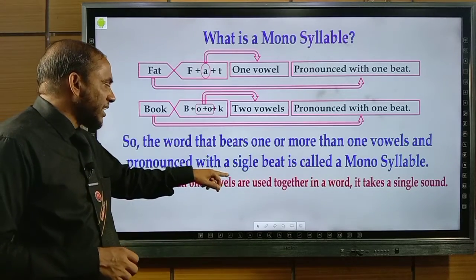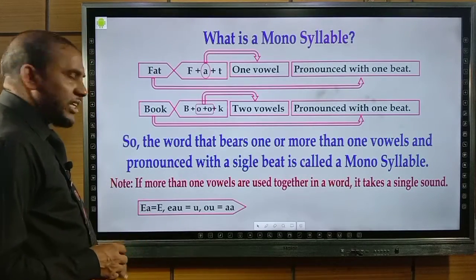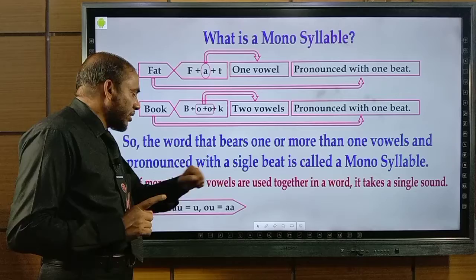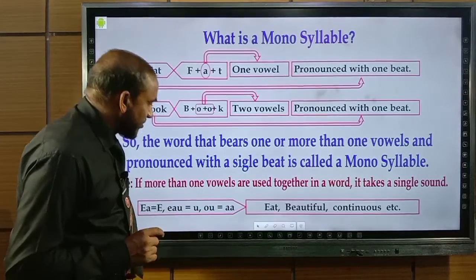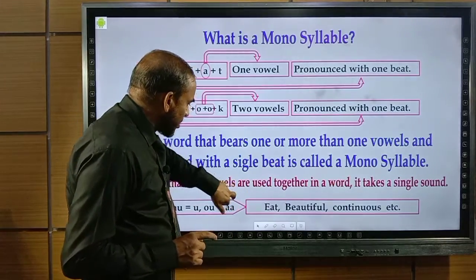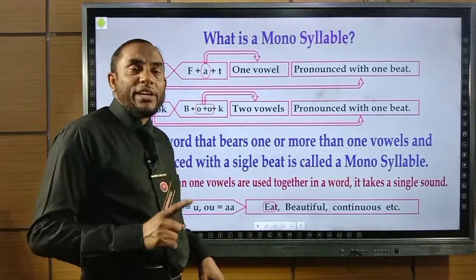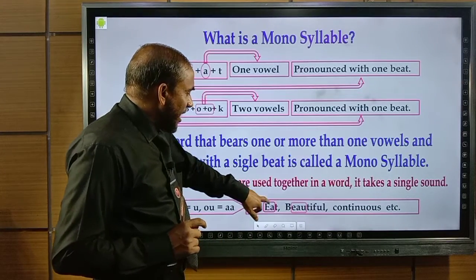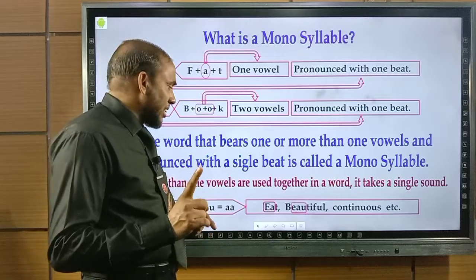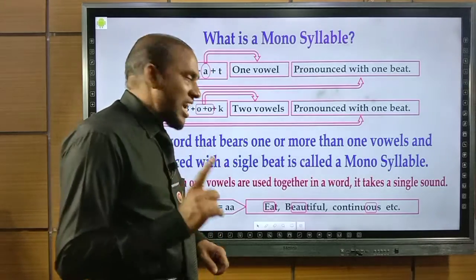Dear students, now follow very carefully. If more than one vowel is used together in a word, it takes a single sound, like E-A equal to E, E-A-U equal to only U, and O-U equal to A. Like that, follow. E-A-T, eat, beautiful, continuous, etc. Just to know more, EA is pronounced with a single letter, I mean E, and then EAU, these three letters take only one letter as pronunciation, and that is U, and then OUS, us.